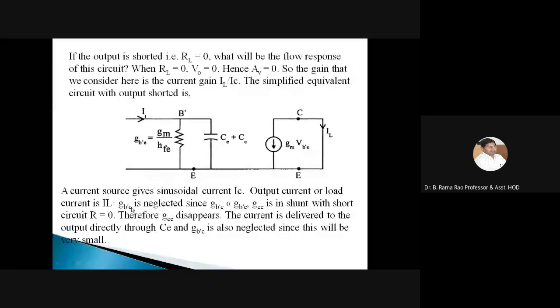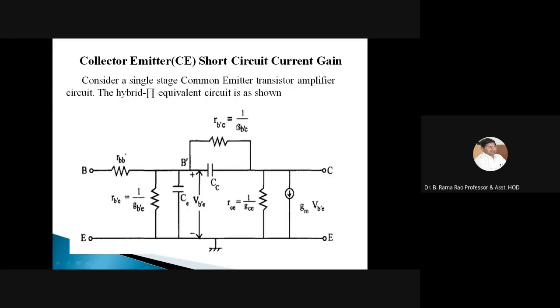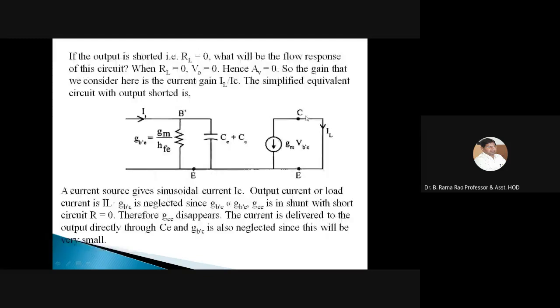GB dash C is neglected. I already told you what the value of GB dash C is. This GB dash C will become open circuit because it is very much greater than this one, so we can neglect this one. Now the value of this GC disappears. The current delivered to the output is directly through the CE and GB dash C. They are also neglected since these are very small.